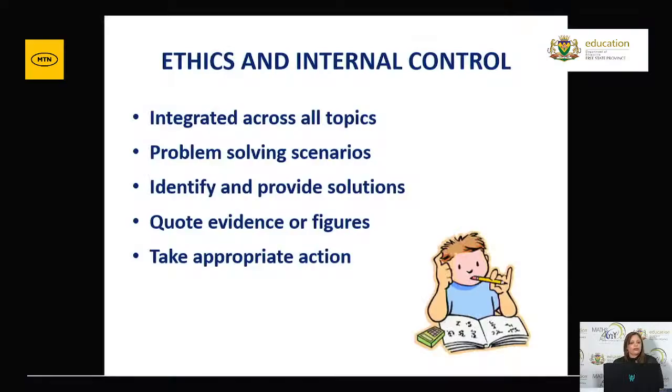Ethics in internal control, integrated across all topics. Problem solving scenarios: identify and provide solutions. Quote evidence or figures and take appropriate actions. I just want to also talk quickly, before I go to errors and omissions, about the problem solving scenarios. We also have stock valuations, right? FIFO, weighted average, and your specific identification.